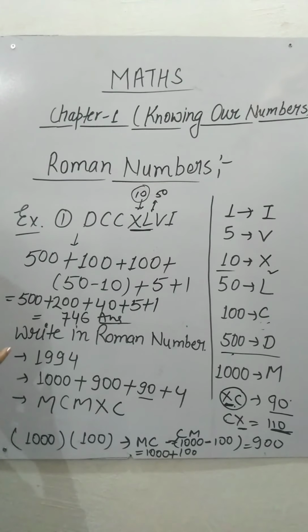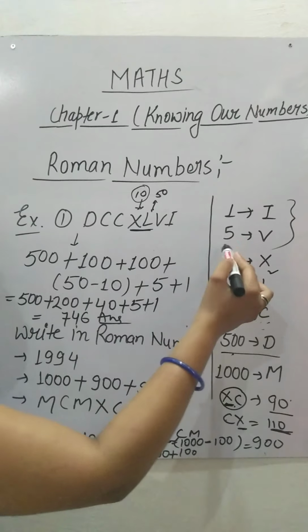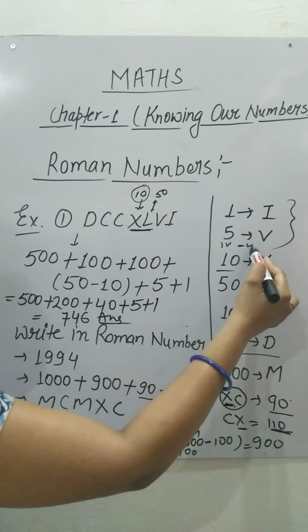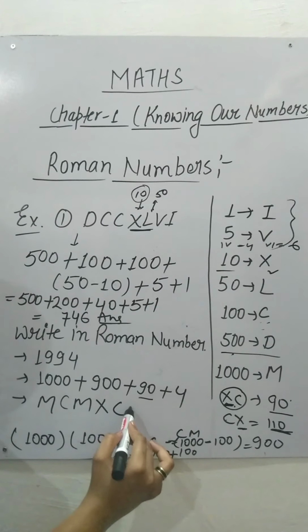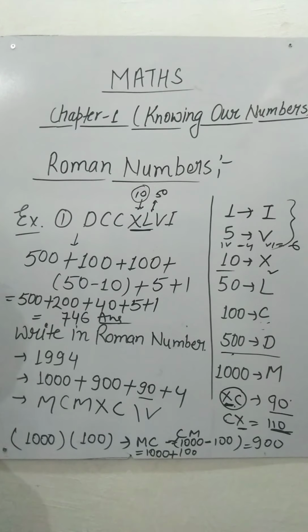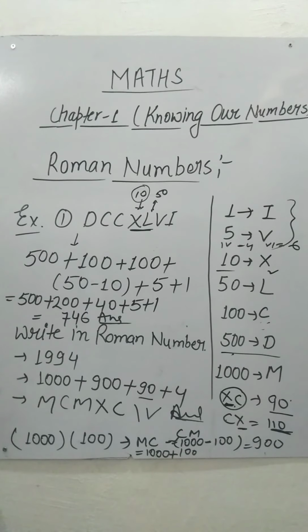Now this is 4. Same here. This is the combination of this. IV, that is 4, and VI, that is 6. So that is IV. It's clear, so that is your answer. I hope it is clear to you all.